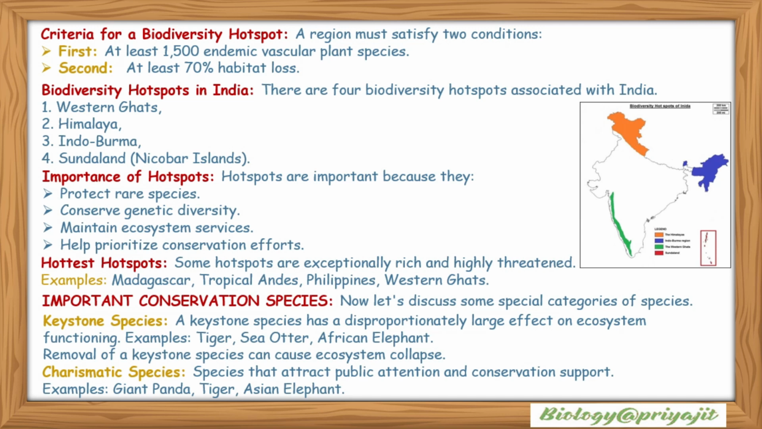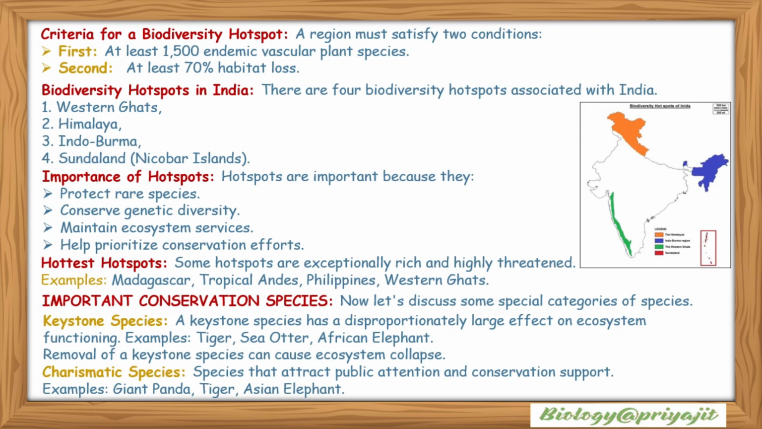Biodiversity hotspots in India. There are 4 biodiversity hotspots associated with India: Western Ghats, Himalaya, Indo-Burma and Sundaland, that is Nicobar Islands. Hotspots are important because they protect rare species, conserve genetic diversity, maintain ecosystem services, and help prioritize conservation efforts. Hottest hotspots. Some hotspots are exceptionally rich and highly threatened. Examples: Madagascar, tropical Andes, Philippines and Western Ghats.